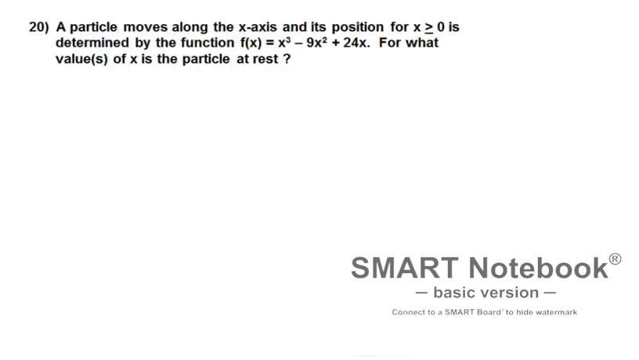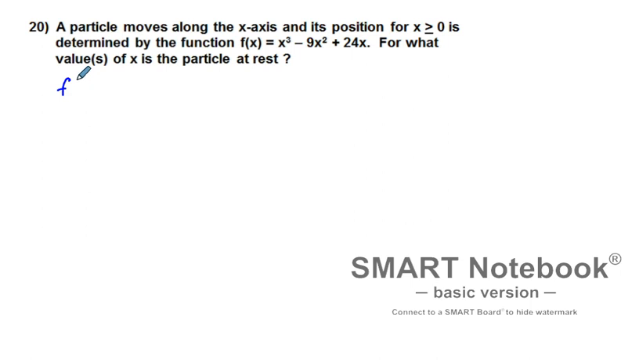Okay, number 20. A particle moves along the x-axis. Position for x greater than or equal to 0 is determined by the function f(x) equals x cubed minus 9x squared plus 24x. For what values of x is the particle at rest? What we're going to do is find where the velocity is equal to 0.